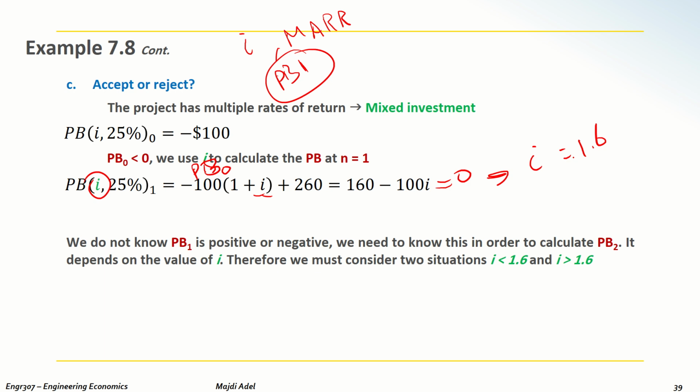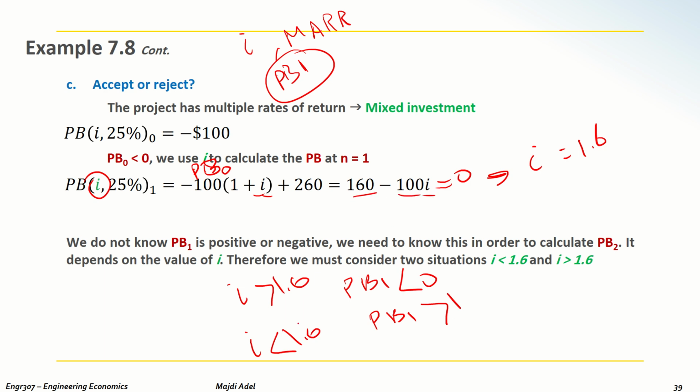And for any value greater than 1.6, take for example 2, 160 minus 100 multiplied by 2, the project balance is negative. So if I is greater than 1.6, the project balance on the first year is less than 0, or negative. And for any value of I less than 1.6, the project balance in the first year is positive. Take for example 160 minus 100 multiplied by 1, which is positive 60. So any value less than 1.6 will make the project balance at the first year positive.